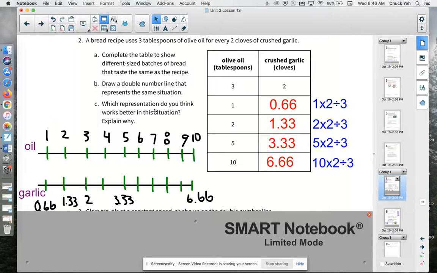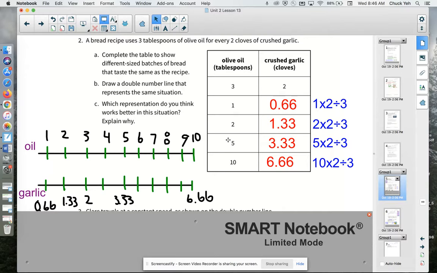Which representation do you think works better in this situation? I like using the table. Because with the table, I only have to do the 4 rows. Here, I kind of have to put 1 through 10 and then place it where it needs to be. This one, I don't have to worry about putting it in order if I don't want to. What's the key thing? Cross, multiply, and divide.